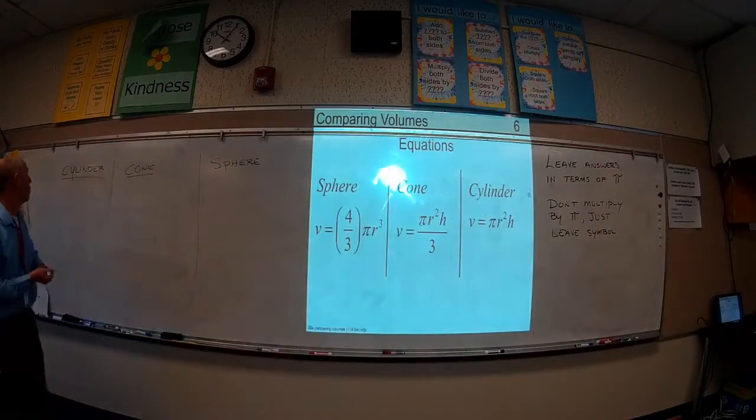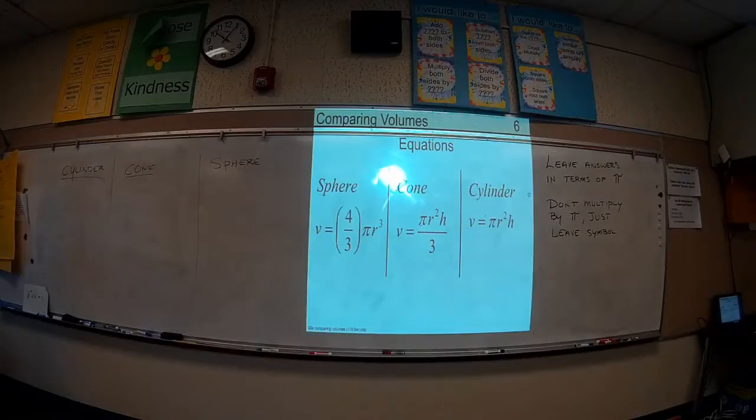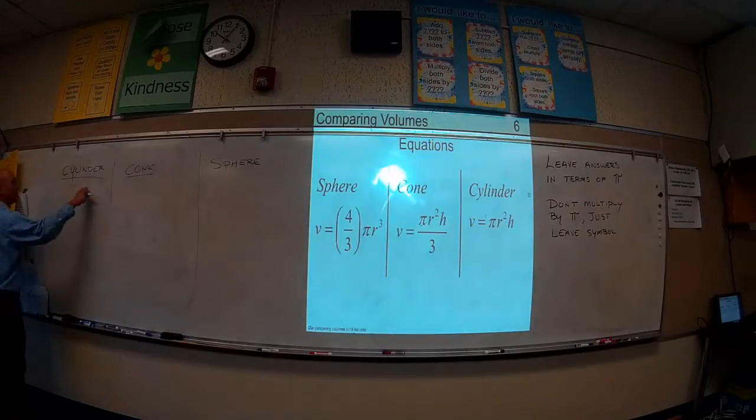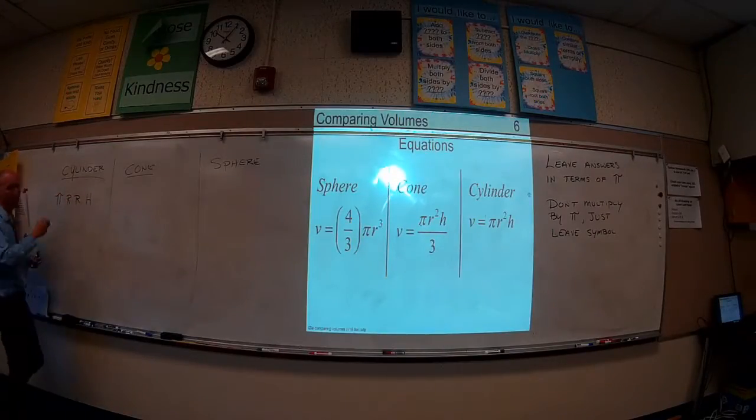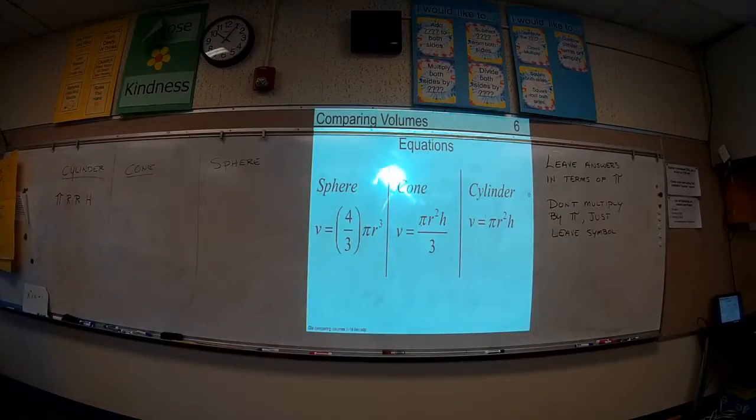Our first equation, what is the equation for the cylinder? You've got it, Lorena. Pi times radius squared times height. So I'm going to go pi r squared h. That's the cylinder. And everything starts with the cylinder.